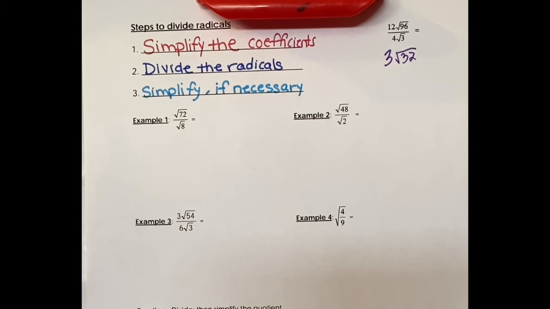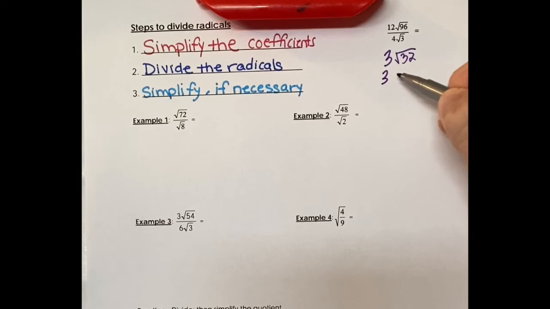Now I want to determine, does 32 contain any perfect square factors? And I always want to try to find the largest. So 32, the largest perfect square factor it contains is 16. So this would be rewritten as 3 radical 16 radical 2. I take the square root of my 16, which is 4, keep my radical 2, and then 3 times 4 would be 12 radical 2. So 12 radical 96 divided by 4 radical 3 would be 12 radical 2.